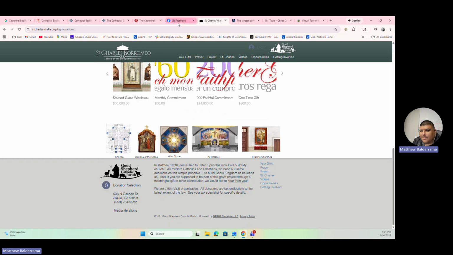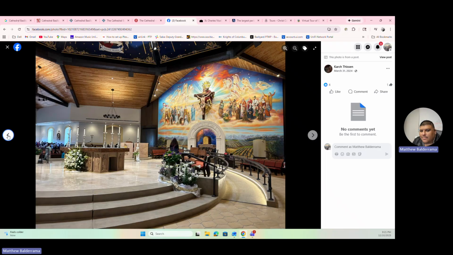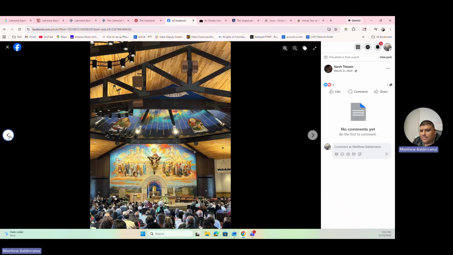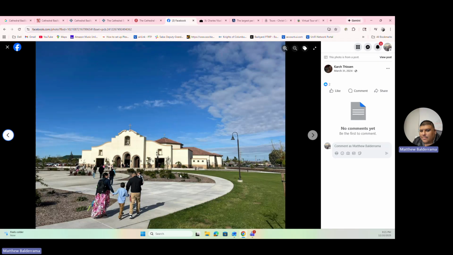But I was able to find this person on Facebook. They went to visit it after it had been completed already. And man, the imagery and just the way it is, it's so beautiful to see. Here's the outside of the church and the family again.